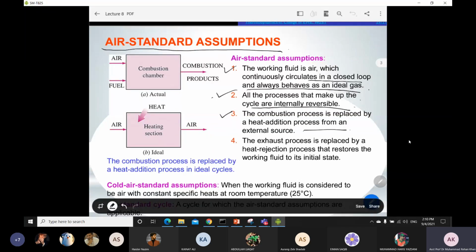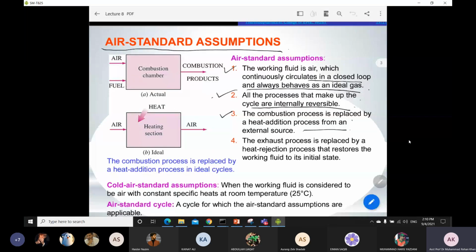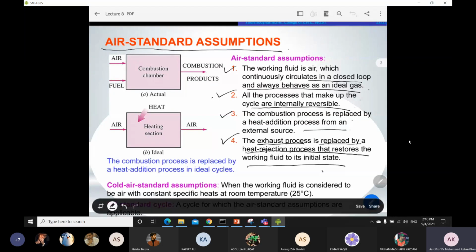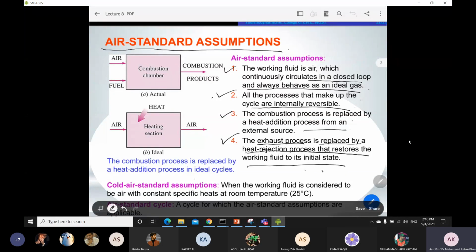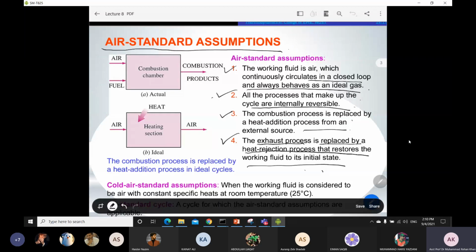We can replace your combustion process with a heat addition process. A similar thing happened over there as well. The fourth one is that the exhaust process is replaced by a heat rejection process that restores the working fluid to its initial state. In comparison with the Rankine cycle, we used the condenser in order to reject the heat. So here we replace it with the heat rejection process for the exhaust process.